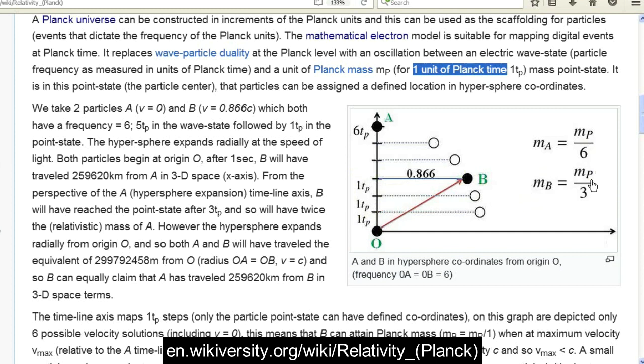Both A and B started at origin O, and as the hypersphere expands radially, both A and B will have traveled the same distance in hypersphere coordinates, OA equals OB. And so B can argue that it is A that is moving away from B. As each step requires 1 unit of Planck time, B can never attain speed c, although the smaller the particle, the faster it can travel. And so, at this point, this is the maximum velocity of B that B can reach, and it is 1 Planck. It is Planck mass, but of course, velocity c is the exact horizontal line.